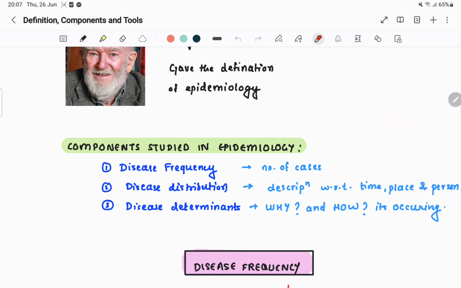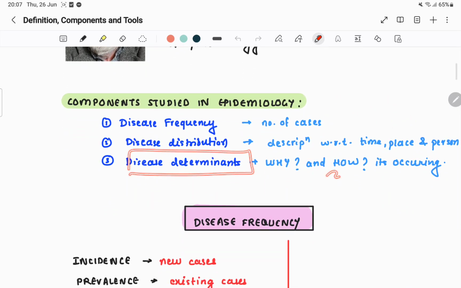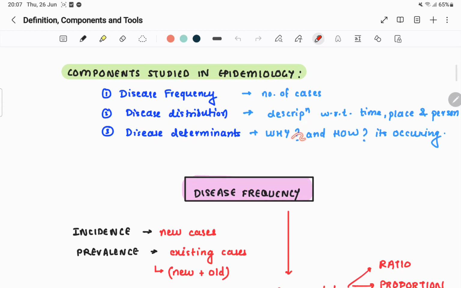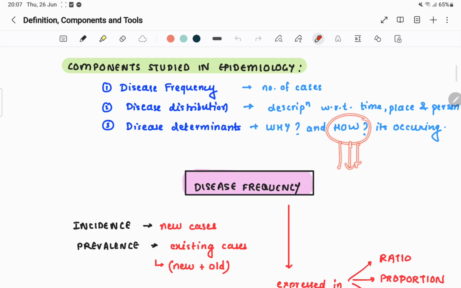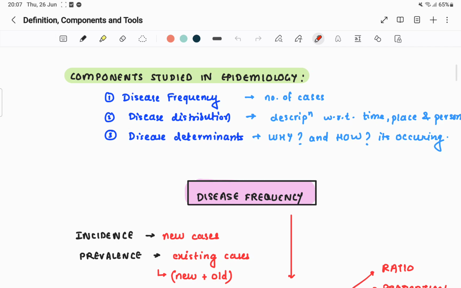And person means the factors of the person, like whether the person affected was immunocompromised, whether the disease follows an inheritance pattern, or whether it is lifestyle related. Then disease determinants: why and how it is occurring, what factors are leading to that disease. How it is occurring means the pathogenesis, the transmission cycle, whether it is a zoonotic disease. That is basically the etiopathogenesis of the disease.